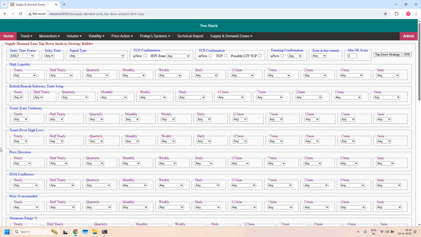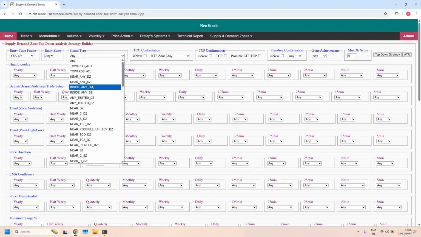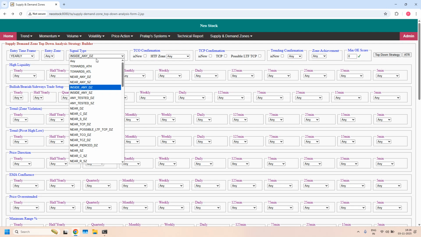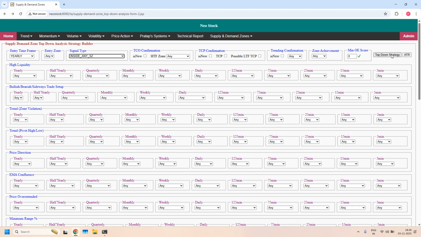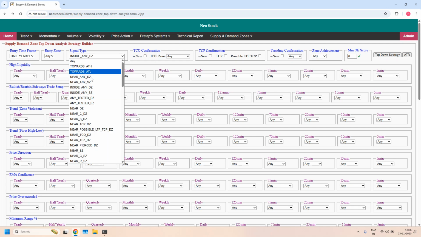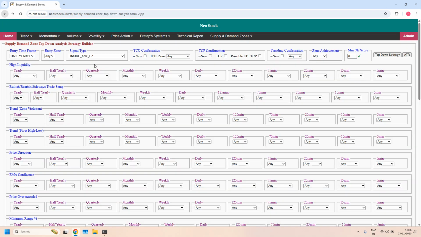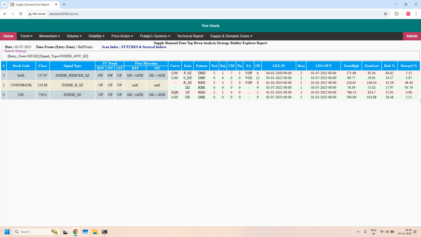Next, I will generate stocks near demand and supply zones for different time frames, starting with the yearly. Price closed inside the yearly demand zone, we got 3 stocks. Next, price closed inside the yearly supply zone, no stocks. Next, half yearly time frame, price closed inside the half yearly demand zone, we got 7 stocks. Next, price closed inside the half yearly supply zone, we got 3 stocks.